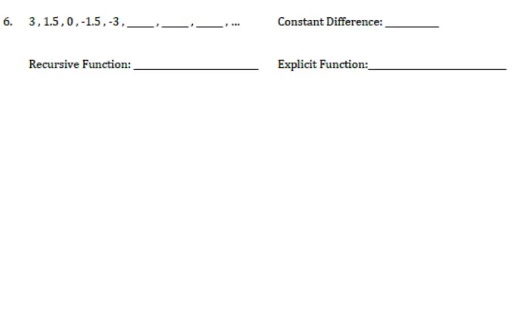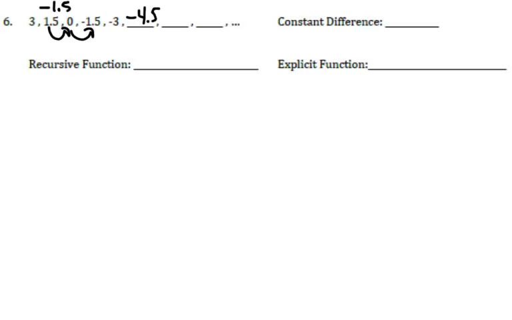Okay, so we've got 3, 1.5, 0, negative 1.5, negative 3. Now this one with the decimal might look a little more complicated, but look from this to this and this to this. This is kind of the key. How can I get from 1.5 to 0? Well, I would subtract 1.5. If I subtract 1.5 again, do I get negative 1.5? Yeah, and you can use a calculator to check that. So negative 3 minus 1.5 would be negative 4.5.